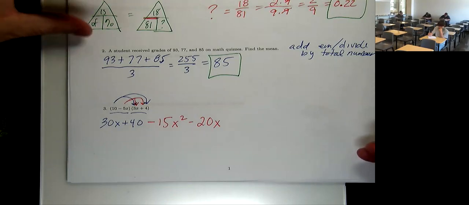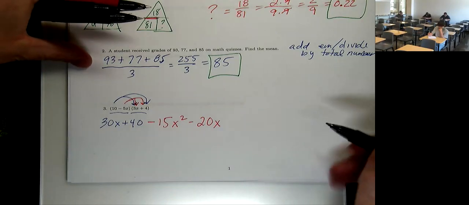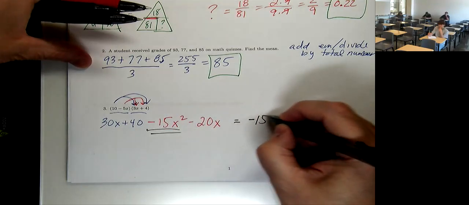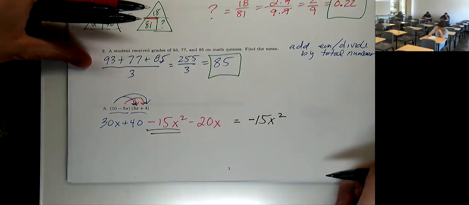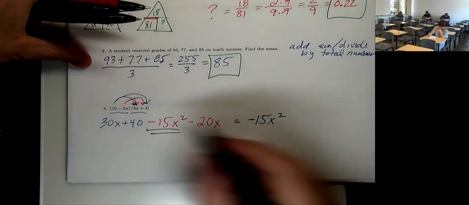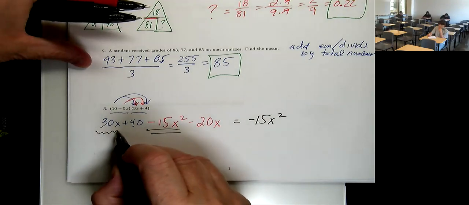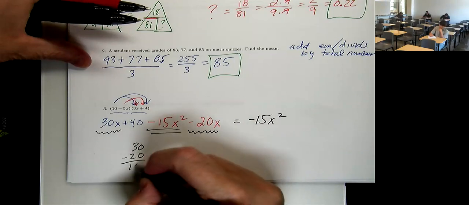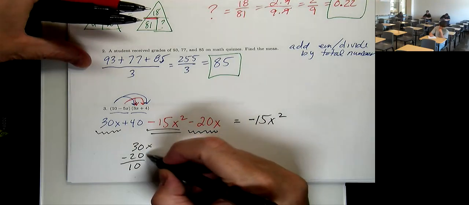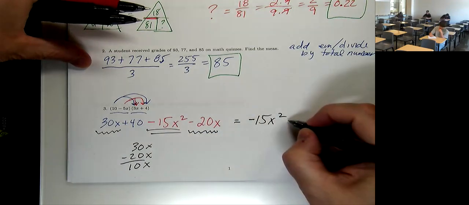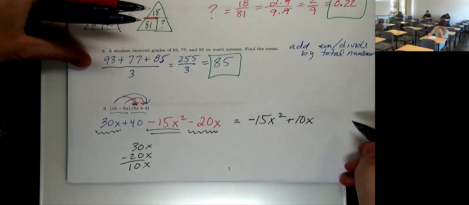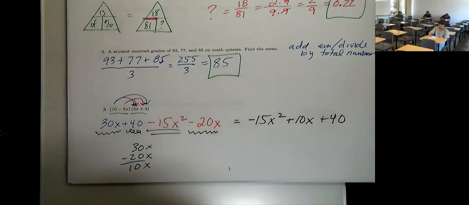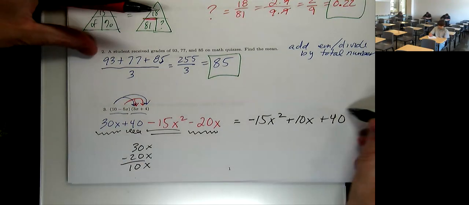We want to combine like terms and rewrite them in descending order. So the first thing that has x squared is negative 15x squared. Then I have a 30x and I have minus 20x. So 30 minus 20 is 10. So 30x minus 20x is 10x. So I have plus 10x. And then finally, I have 40 left over. And that is the final answer.